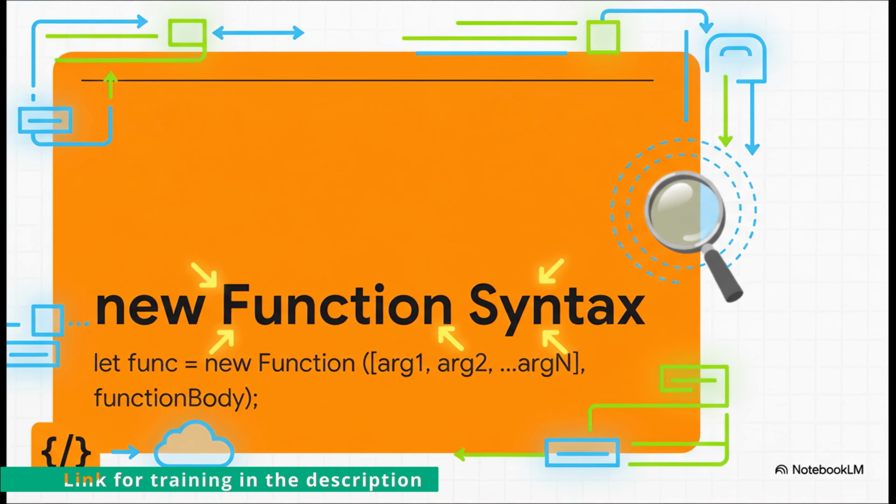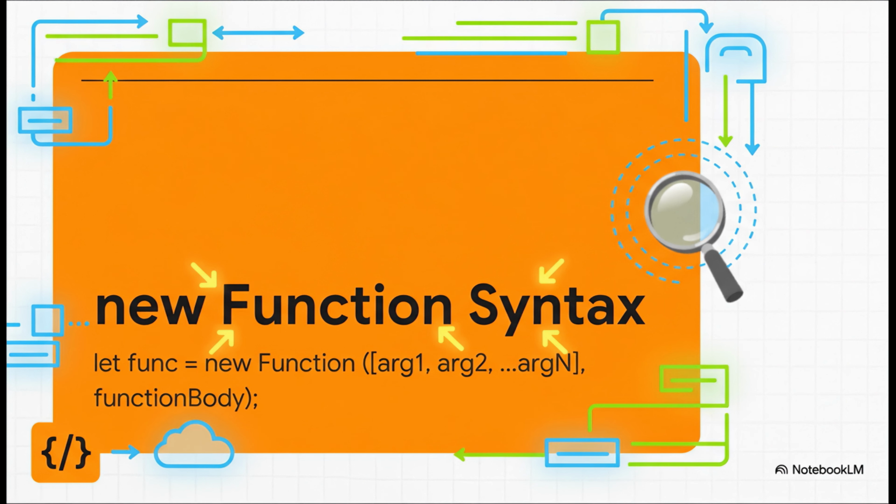So how does this thing even work? Well, the syntax is actually pretty simple. You just call new Function and you pass in whatever arguments you want as strings. And then that very last argument you passed in, that's the function body itself, also as a string. Let's see what that actually looks like.